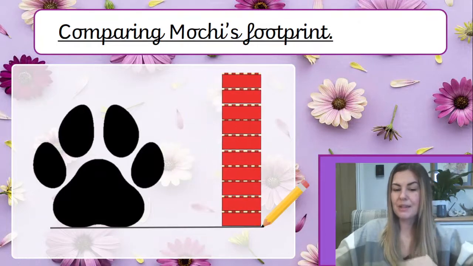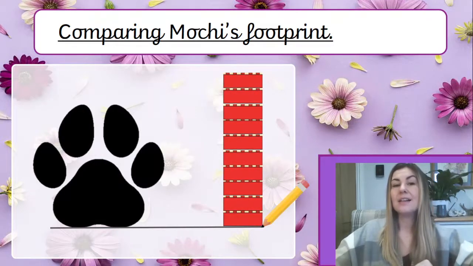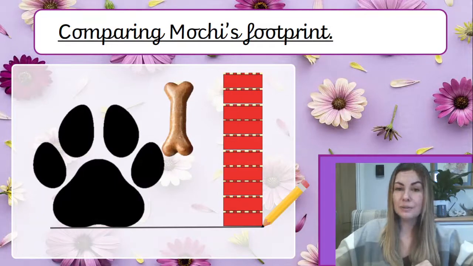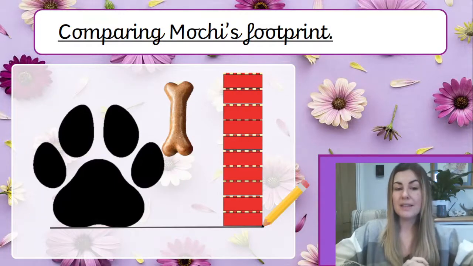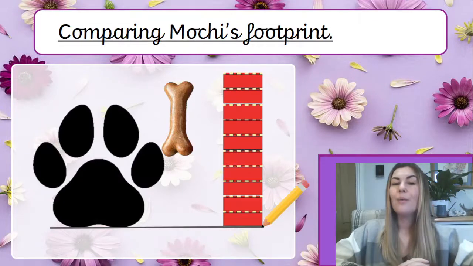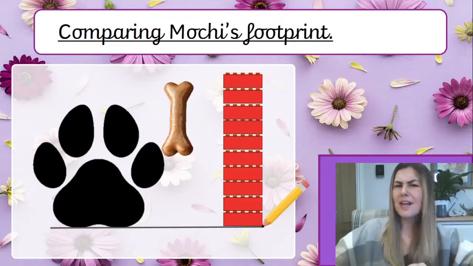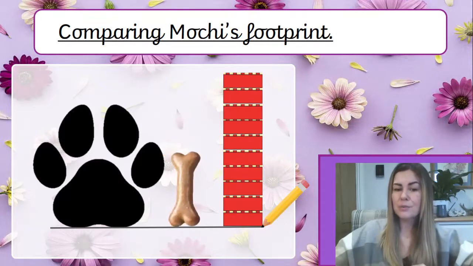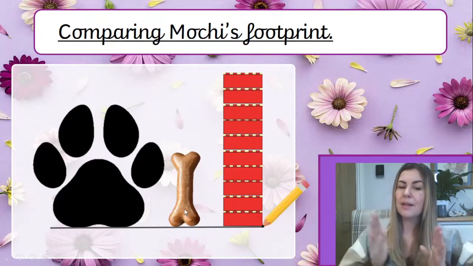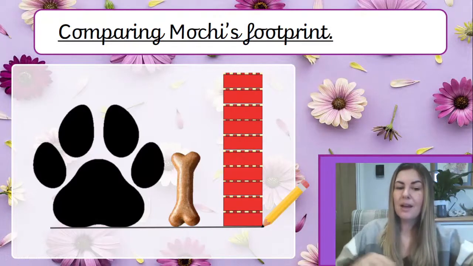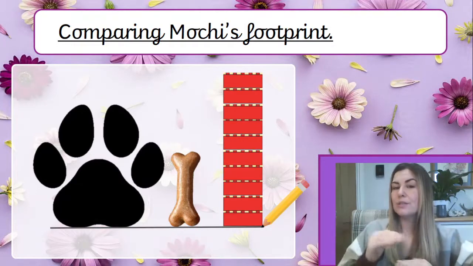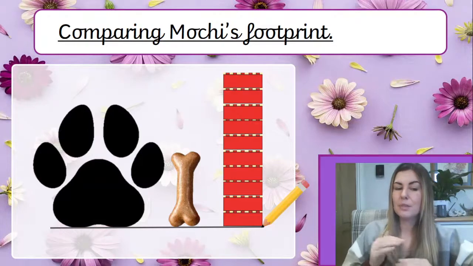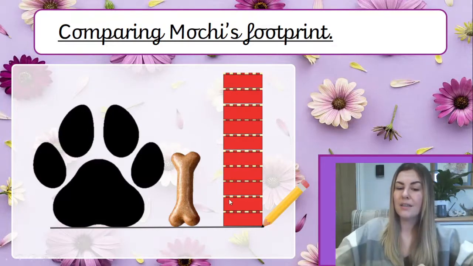Okay, so I'm just going to put that to one side. And then I had another look around the house and I found a bone. Right, I think that Mochi's bone is longer than his footprint. What do you think? Well done if you're shouting at me right now, because no, the bone isn't, because the bone isn't on the line. I have to make sure that the bone is on the line where I can compare them. I can see that the bone is shorter than Mochi's footprint. Mochi's footprint is longer than the bone.